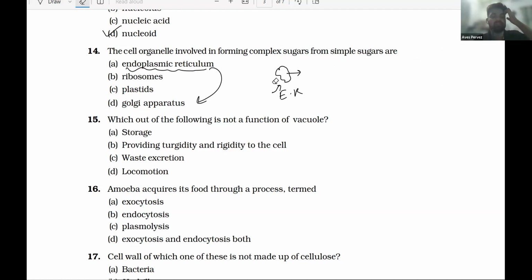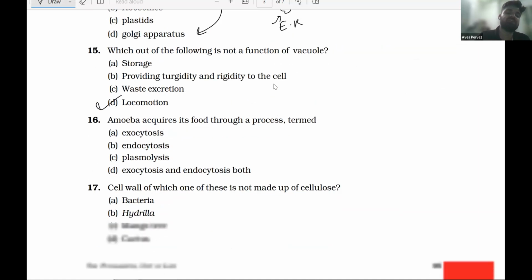Okay. Next, find out which of the following is not the function of vacuole: storage, turgidity, excretion of waste, locomotion. Yes, locomotion is not the function, sir.